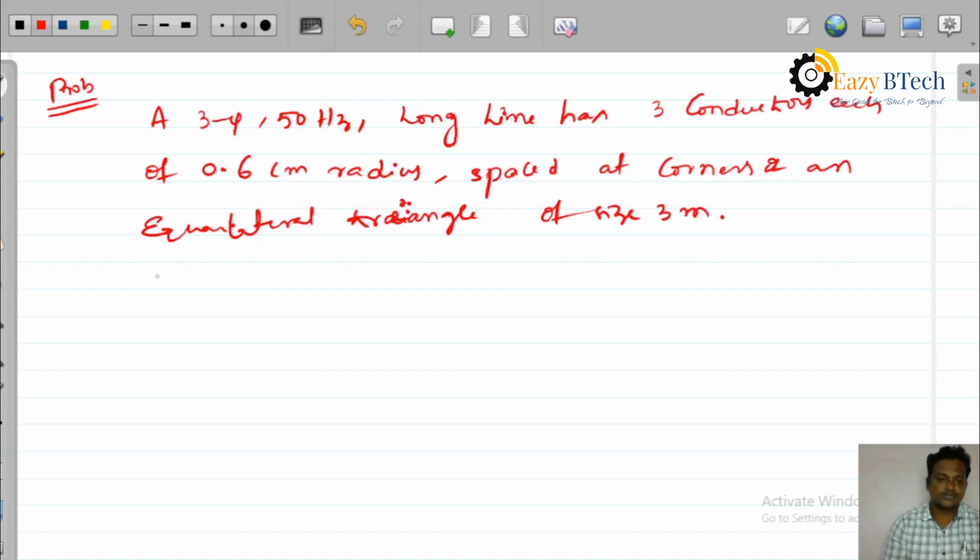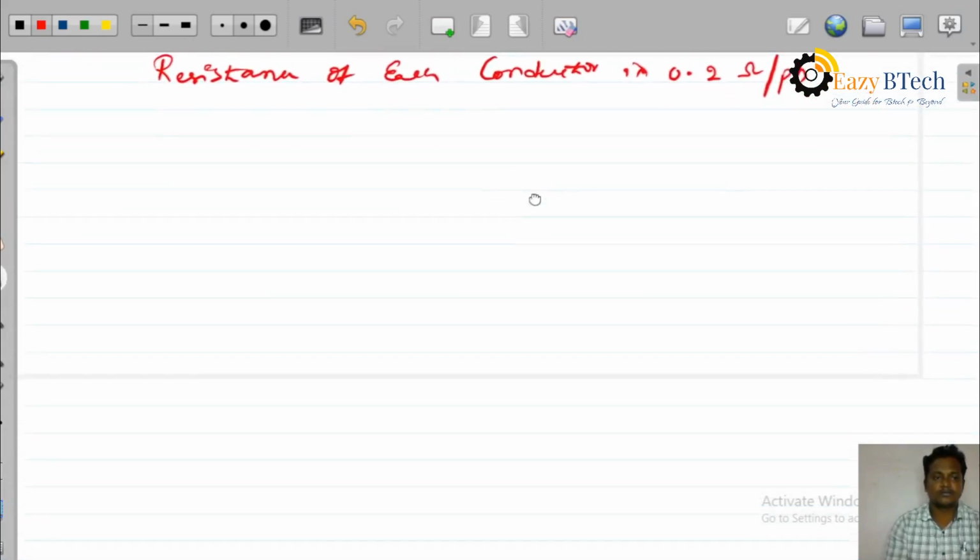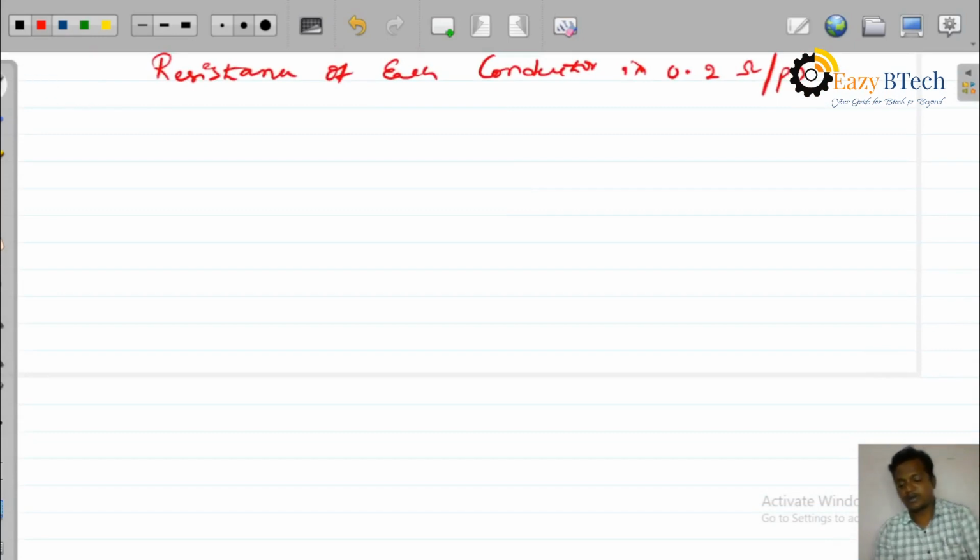The resistance of each conductor is 0.2 ohm per phase.